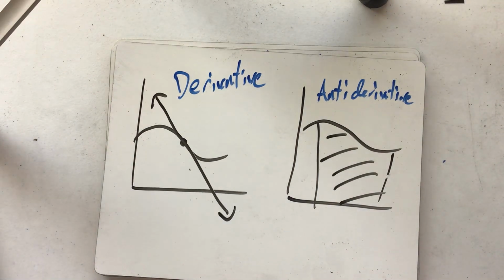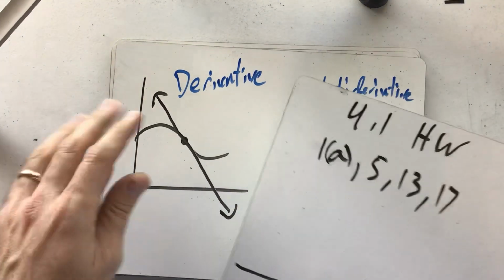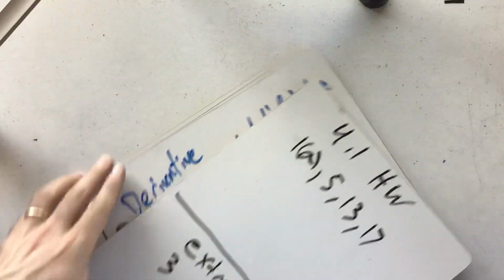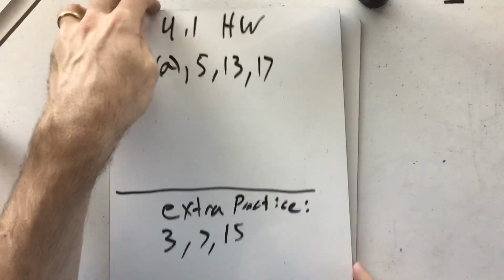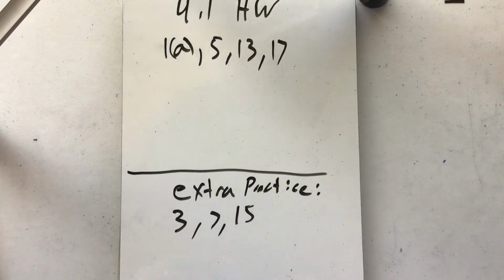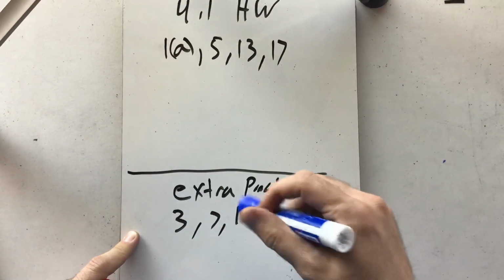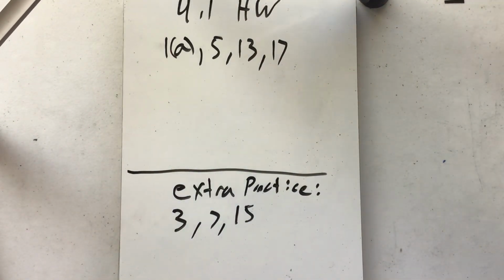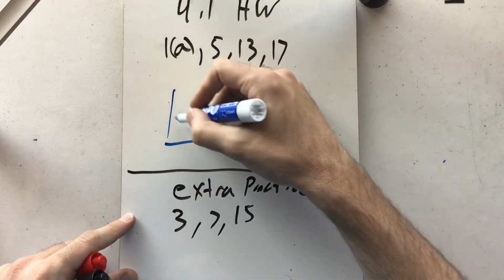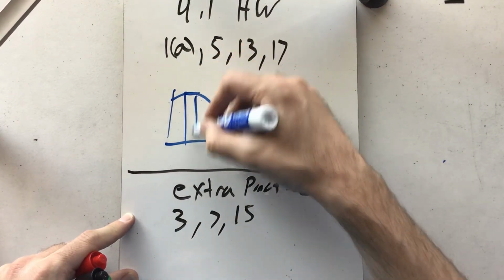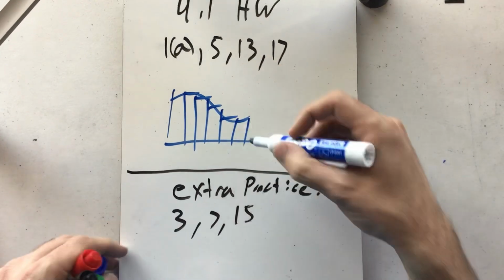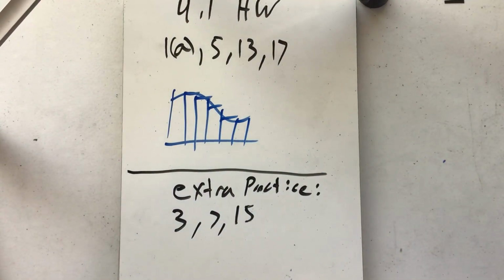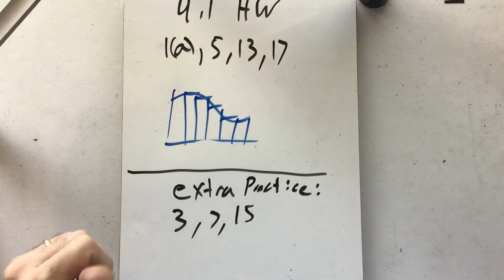Oh, real quick. The 4.1 homework, I felt like it was a little bit long. It almost felt like we had an excess amount of busy work, so I decided to reduce it a little bit. If you want, you can do just these four problems: number 1, part A, number 5, number 13, and number 17. All these problems are taking your graph and drawing rectangles on it. So if you can do those problems and you're really good at drawing your rectangles and coming up with your estimates, then I think you're good to go.